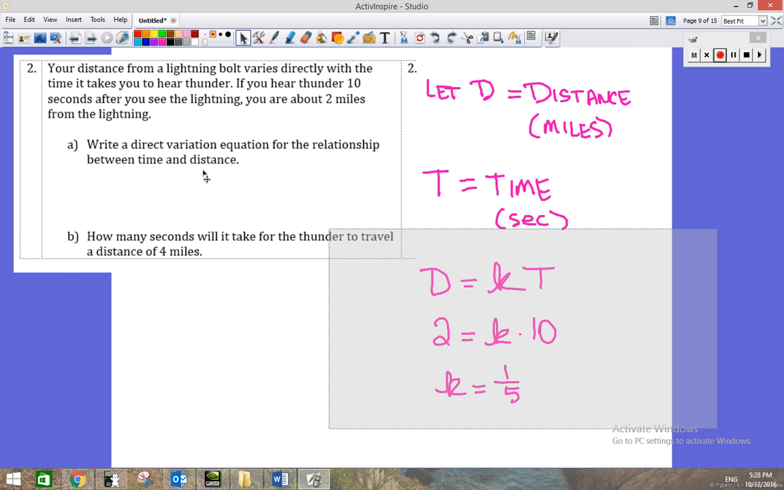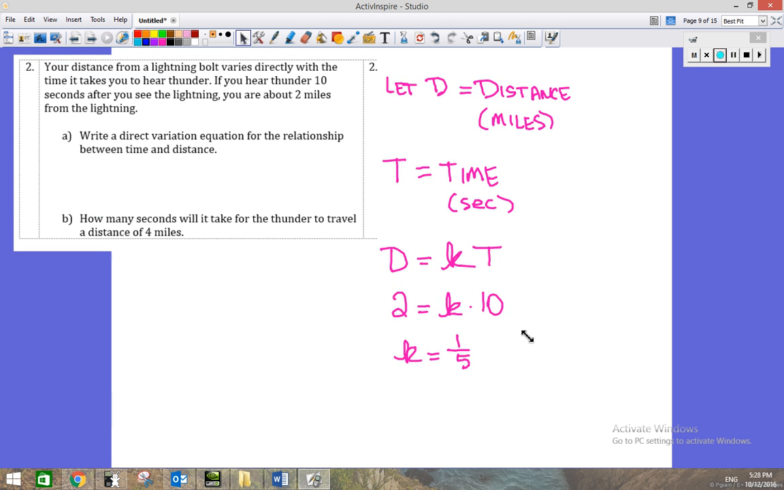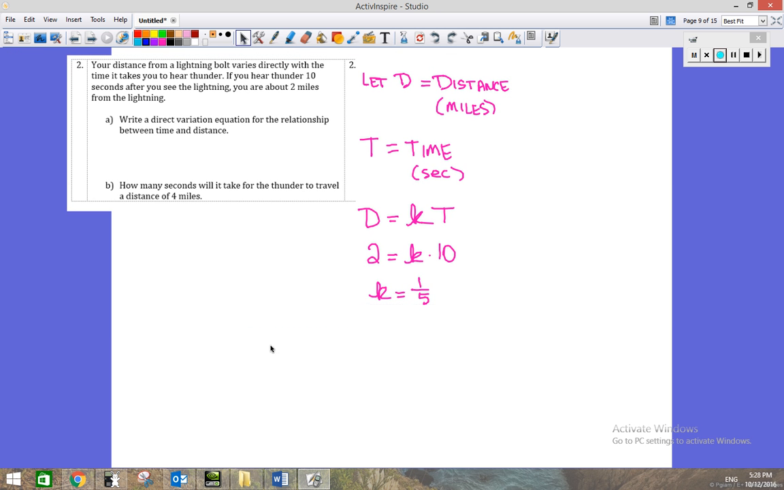Or a decimal point, 0.2. But I like to use exact values. I like to use the fractions. So the distance is equal to 1/5 times t. So that's my equation. There's my answer for part A.